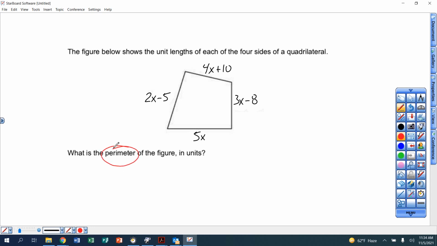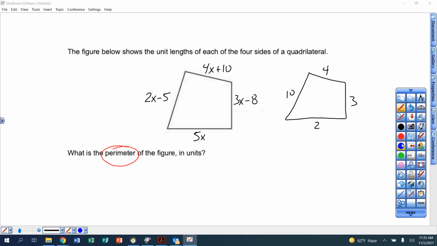Perimeter is a fancy word for adding up the length of all the sides added together. It's like if I started right here, started walking, all the distance that it takes me to walk around this entire edge. That's called the perimeter. You get that by adding. If I had a perimeter for a problem like this with just plain numbers, all you would do to get the perimeter is take those numbers and add them up.